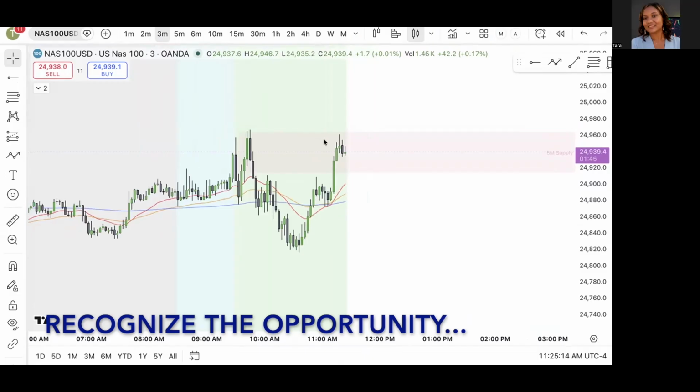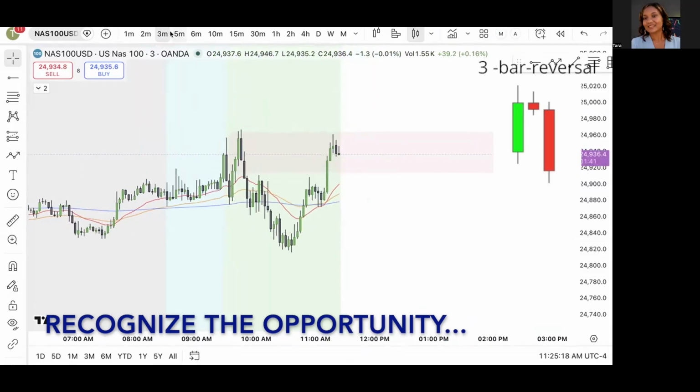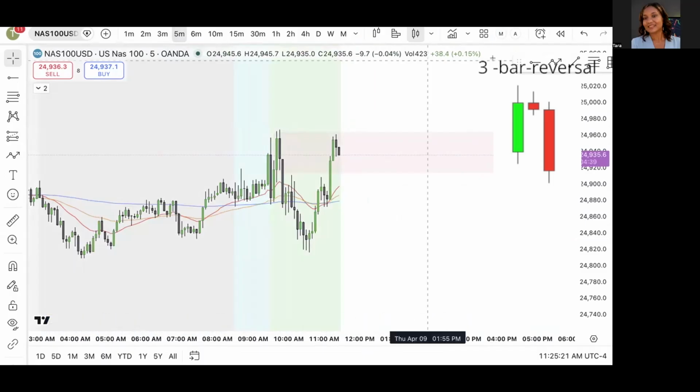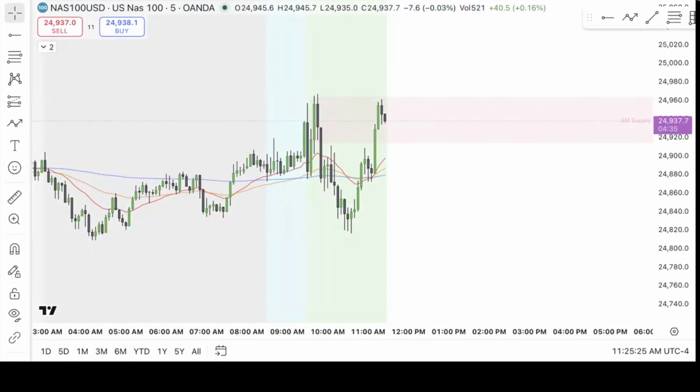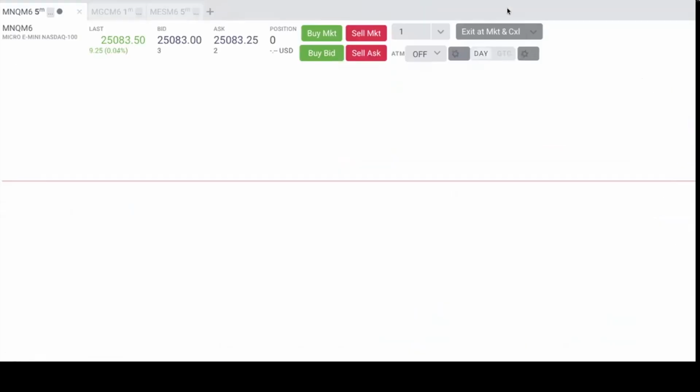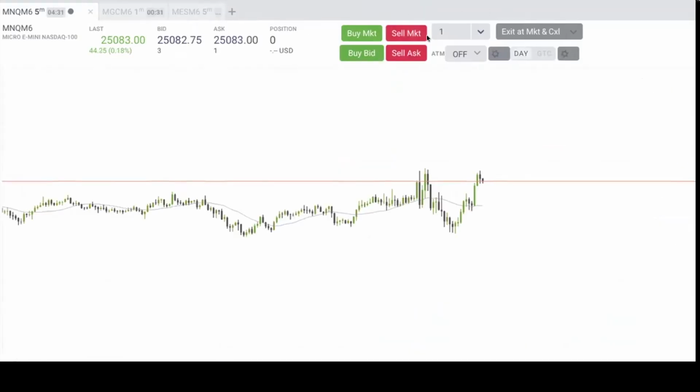Okay, we have our 3-bar reversal on the 3-minute. So I think it's okay to enter into the trade. Our 5-minute is looking good as well. So we'll go ahead and enter here. We'll enter light.